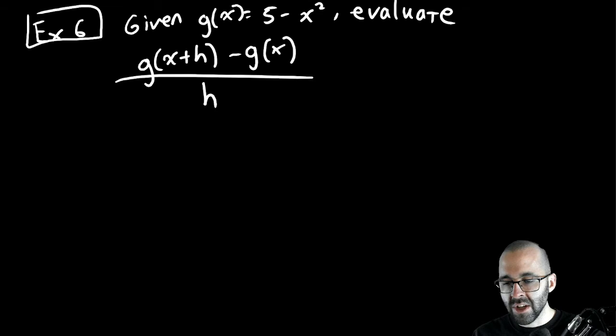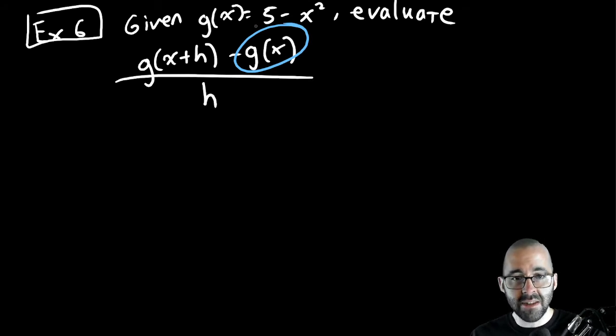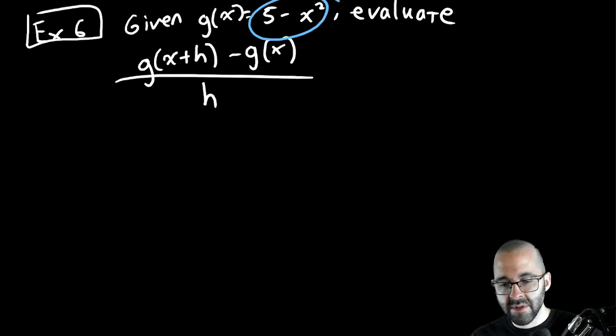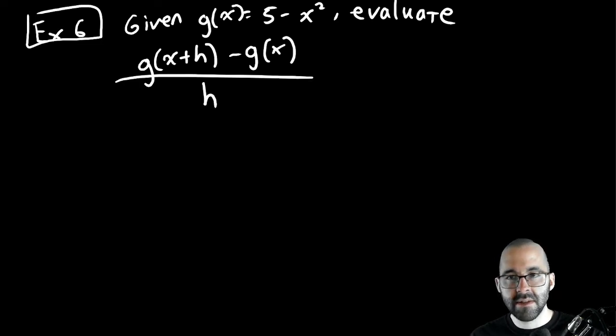All right, so here's what we're going to do. We just need to look at each one of these things. We need to figure out what this is, replace it. Figure out what this is, replace it. Well, we already know what this one is. G of x is this. So we're just taking each piece and replacing it.